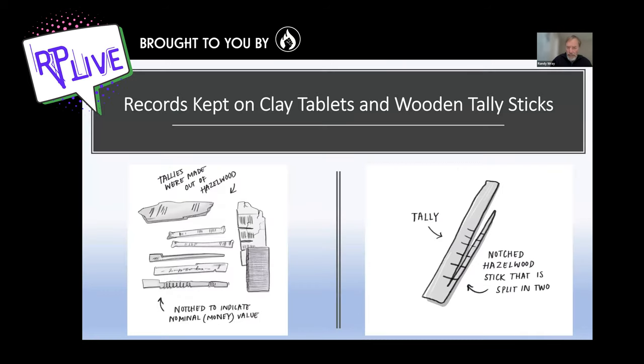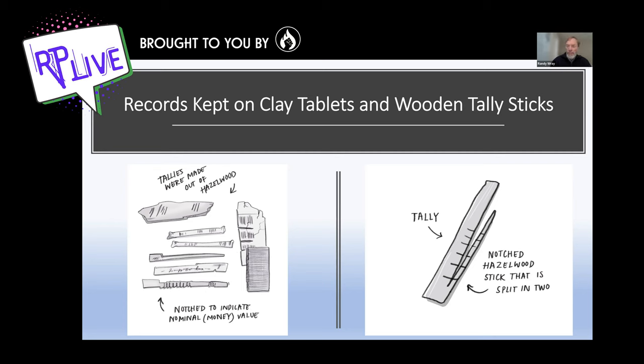I talked about Babylonia. They used the clay Shubati tablets. There's a picture here of those. In Europe, records were kept mostly on tally sticks. As far back as we know, the records of money and indebtedness were recorded on sticks, hazelwood tally sticks. We still use the word tally for tallying up your debts.